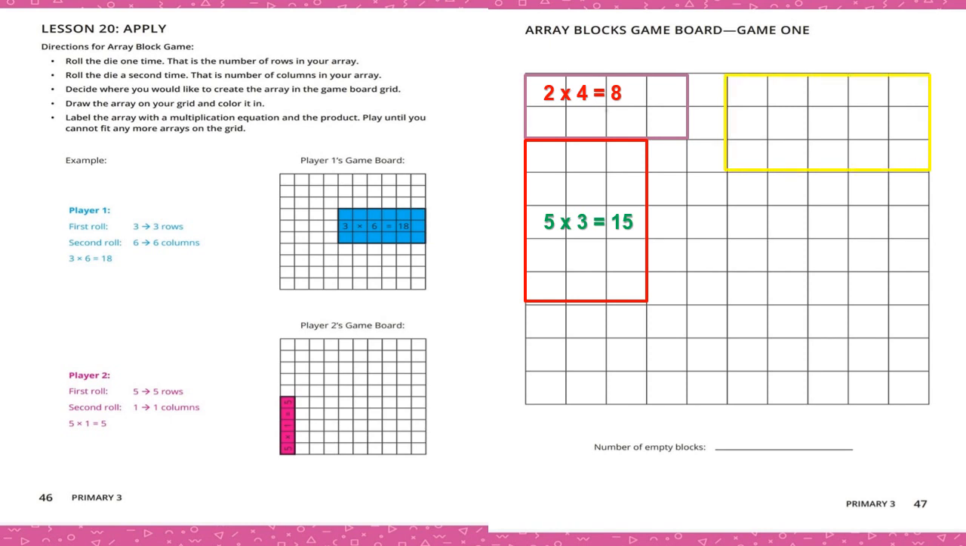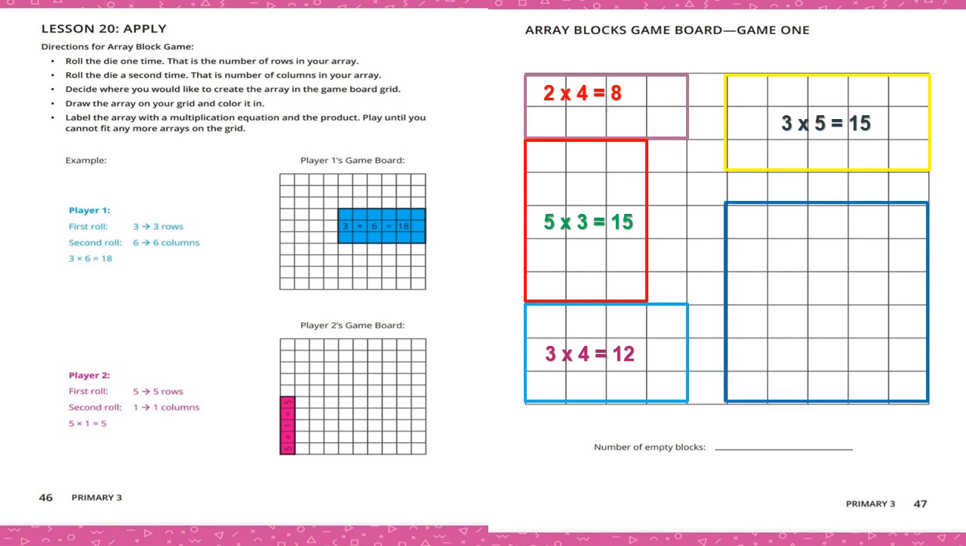We have 3 rows and 5 columns. Then we write 3 times 5 equals 15. 3 rows and 4 columns. Then the multiplication equation is 3 times 4 equals 12. In this array, we have 6 rows and 5 columns. Then the multiplication equation is 6 times 5 equals 30.